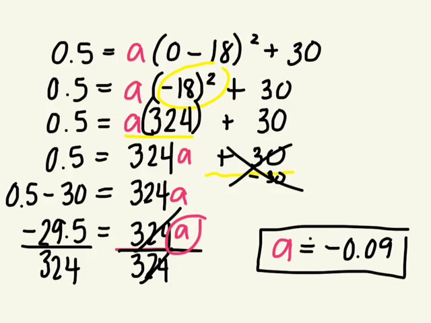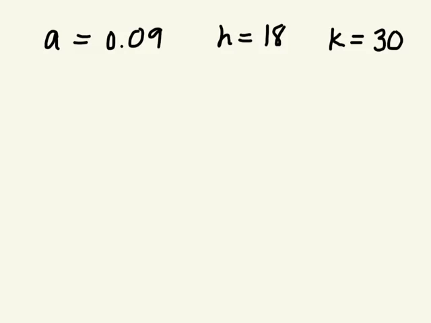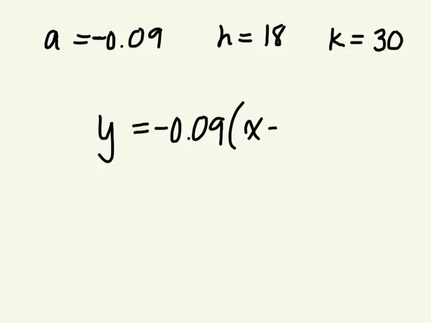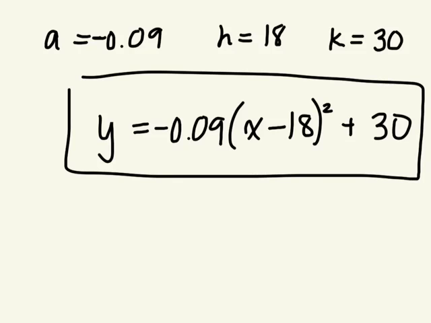The question said, find the equation of this parabola. Now that I have A, I know H and K. Let's write it as an equation. A is negative 0.09. What was H again? And what was K? Can you write this in vertex form? Y equals, oops, this is supposed to be negative. Negative 0.09 x minus 18 squared plus 30. You're just plugging in A, H, and K, which is on your quiz.